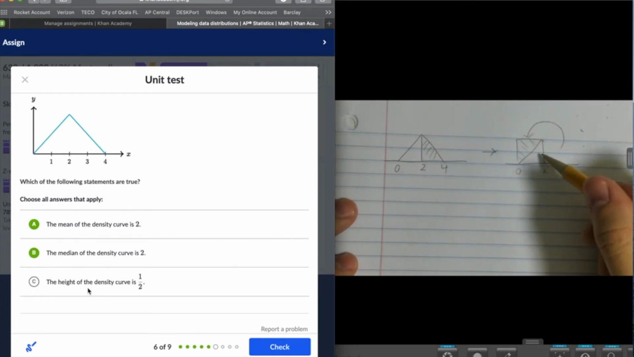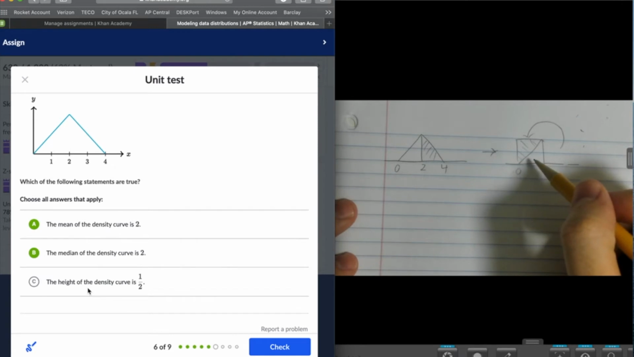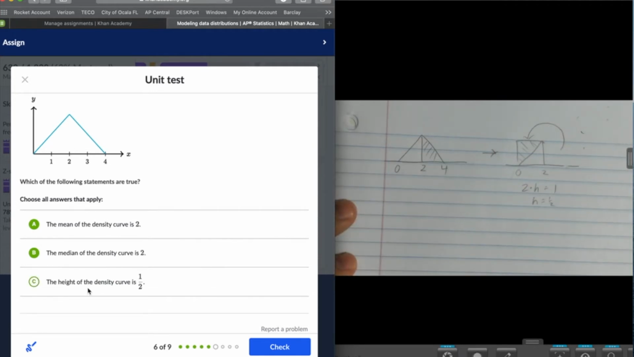And the question is, if this whole box, if this whole density curve has to have an area of 1, well then, what is 2 times what? 2 times what is going to give you 1? And the answer is 1/2. And so the height of the density curve is 1/2.